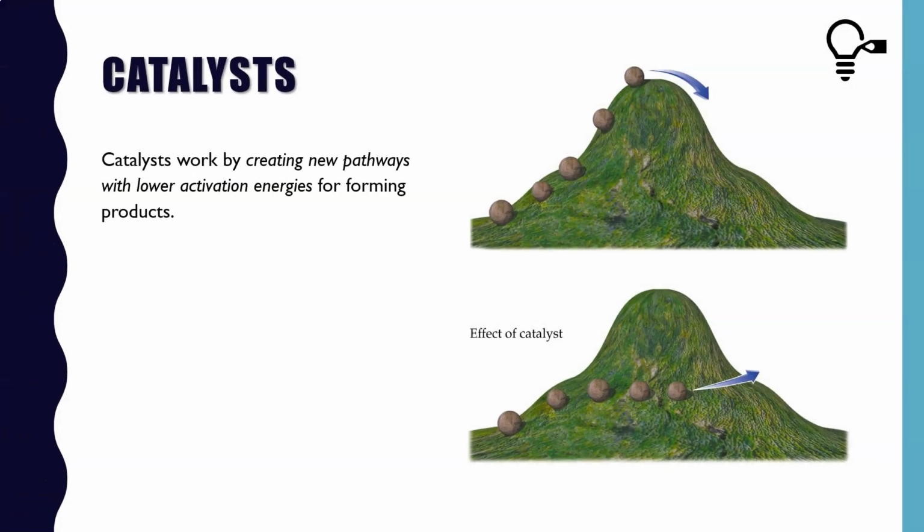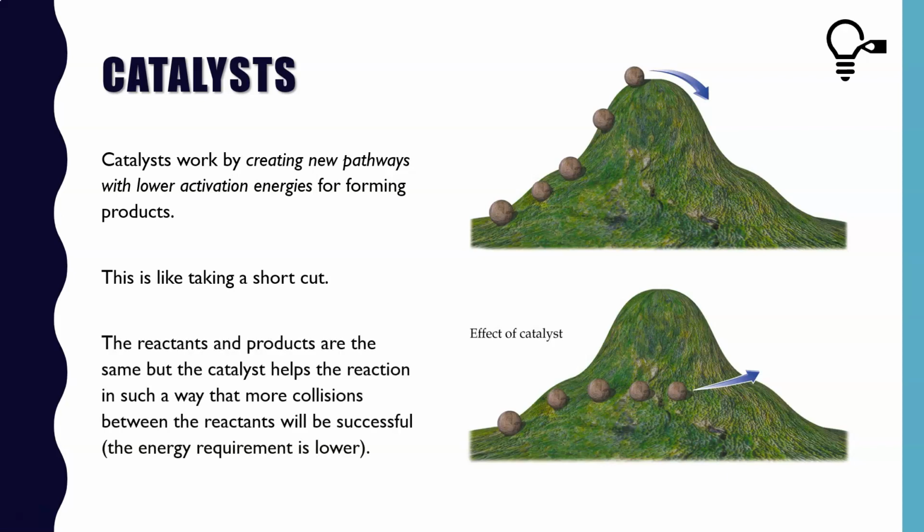They work by creating new pathways with lower activation energy for forming products. They're actually quite fascinating. It's kind of a bit like taking a shortcut. The reactants and products are the same, but the catalyst helps the reaction in such a way that more collisions between the reactants will be successful. So they kind of bring the reactants together to cause the reaction using less energy.